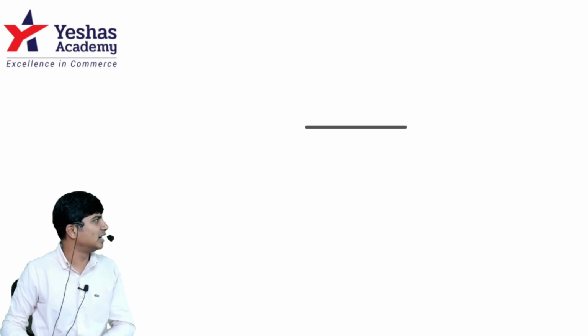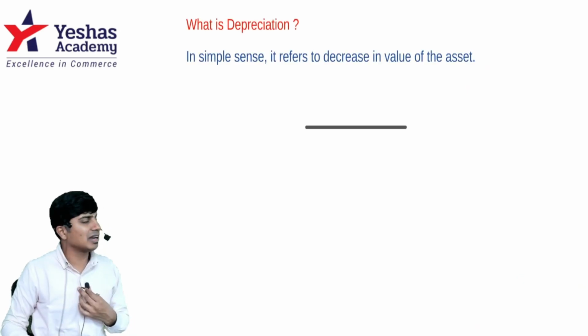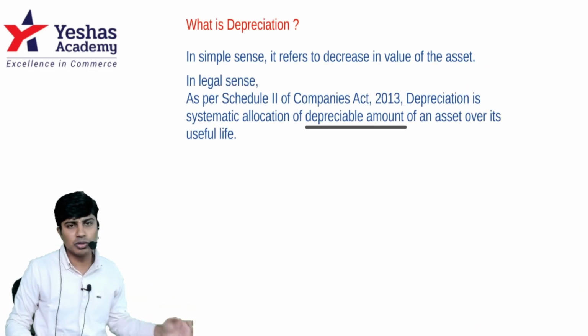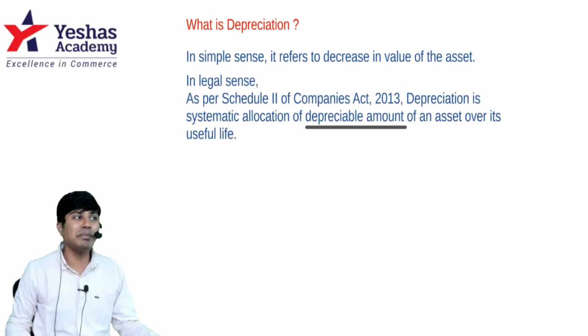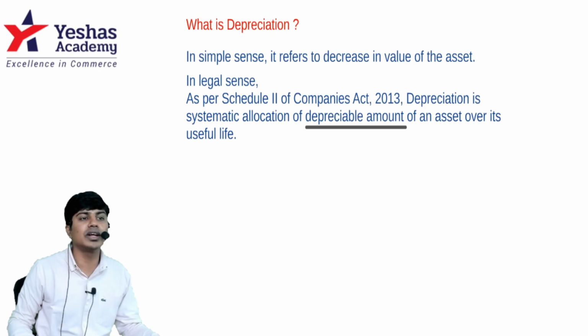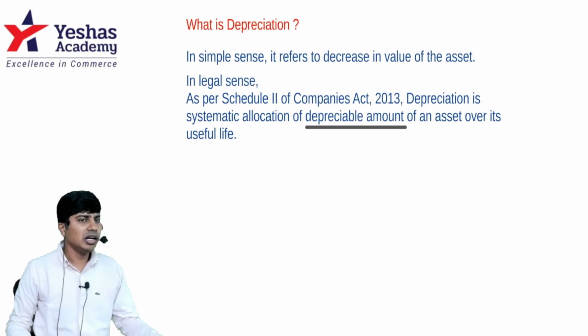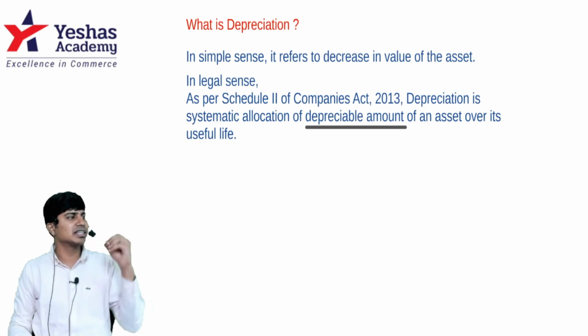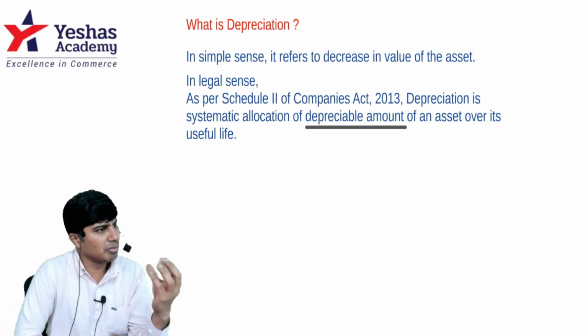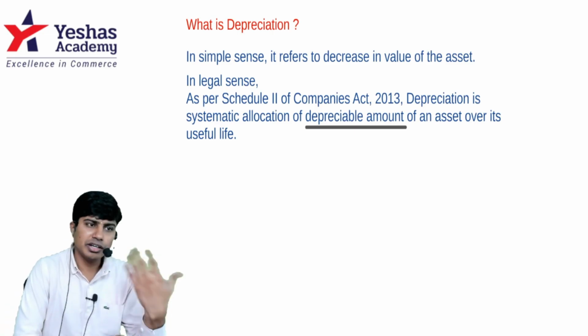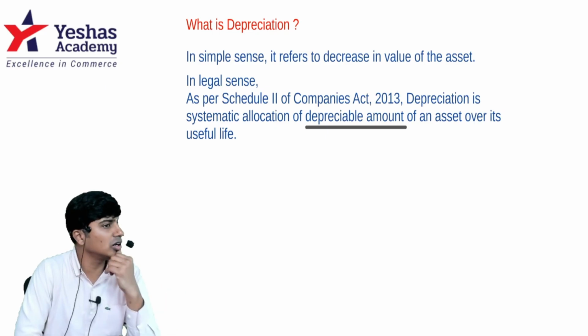The definition of the word depreciation is given by Companies Act 2013, Schedule 2. How does it define? It says depreciation is the systematic allocation of the depreciable amount of an asset over the useful life of the asset. Let's go slightly away from depreciation to understand it slightly better. If I want a machine in my business, I don't have enough money to buy the machine. What do I do? I take it on rent.